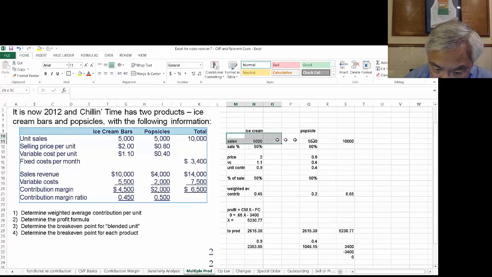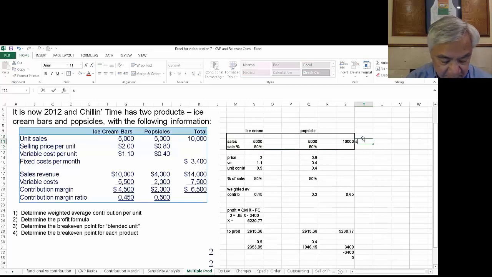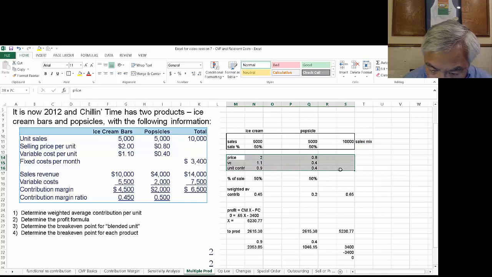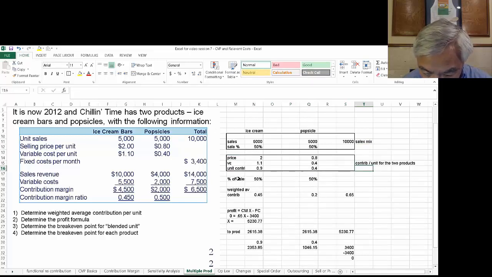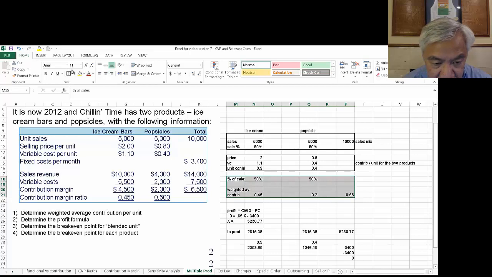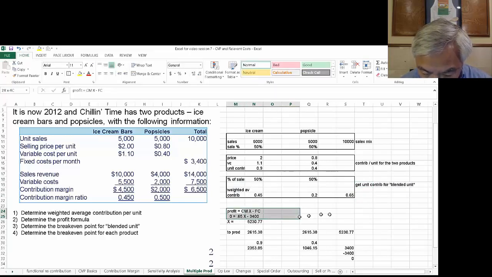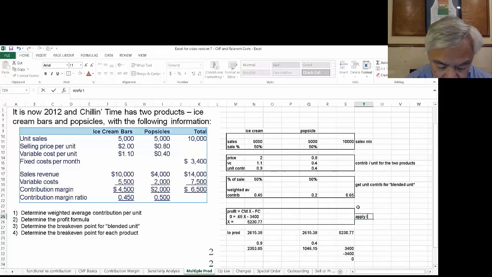So this step here was to measure the sales mix, right? So I just make a note. This is sales mix. The next thing here is we use the weighted average to get the weighted average unit contribution. So get the unit for the blended unit. And now we could apply to the formula. Apply to formula and solve for BE units.